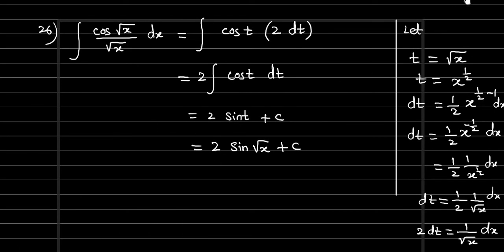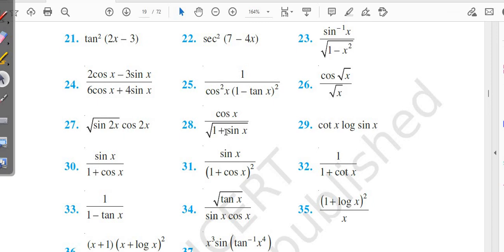Okay, now we'll look at the given function, the 27th one: square root of sin 2x into cos 2x. So given integral square root of sin 2x into cos 2x dx.